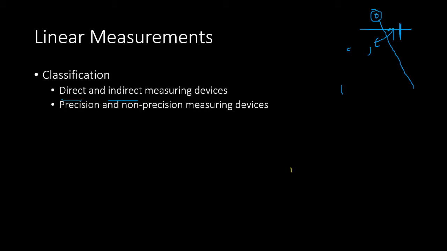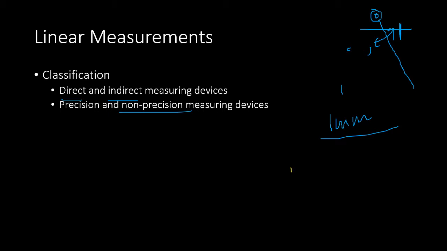Then second scheme of classification is precision and non-precision measuring devices. Precision measuring devices have a lower least count as compared to non-precision measuring devices. A steel rule is an example of non-precision measuring instrument. A vernier caliper is an example of precision measuring devices. So if you look at the scale that you have in your compass, the least count of that scale is 1 mm. So you cannot measure a dimension less than 1 mm. And least count means the distance between the neighboring graduation or neighboring lines.